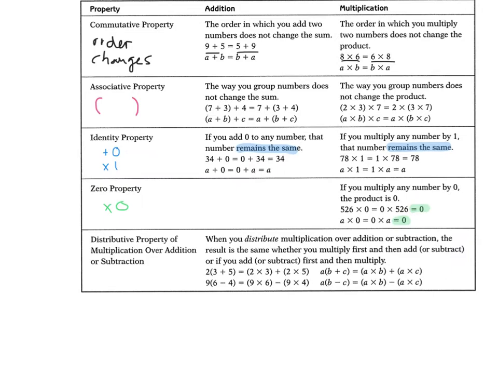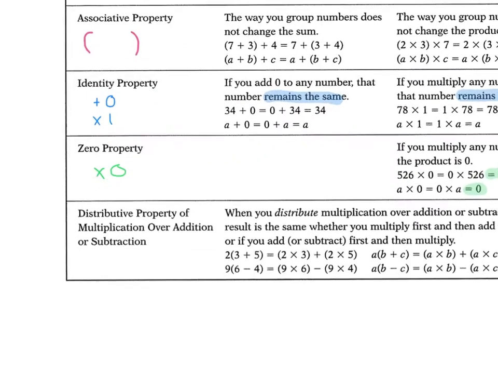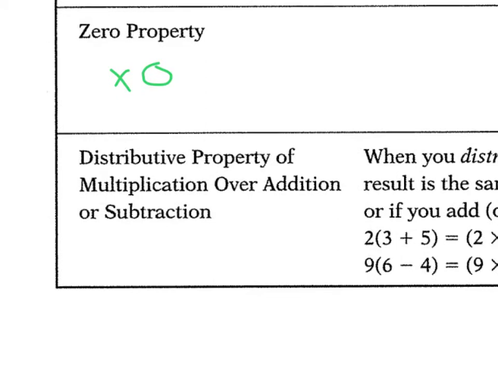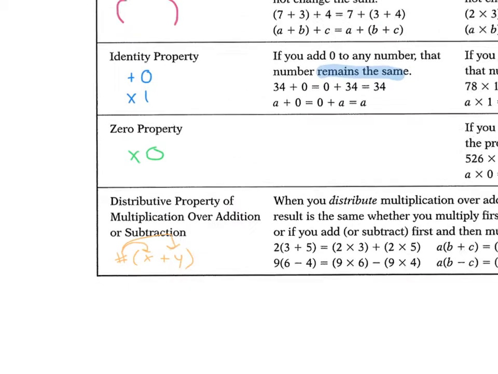And then lastly, we have our distributive property. So when you distribute multiplication over addition or subtraction, the result is the same whether you multiply first and then add or subtract, or if you add and then multiply. So our distributive property is just distributing some number to x plus y. So we would multiply that number times x, and then we multiply it times y.